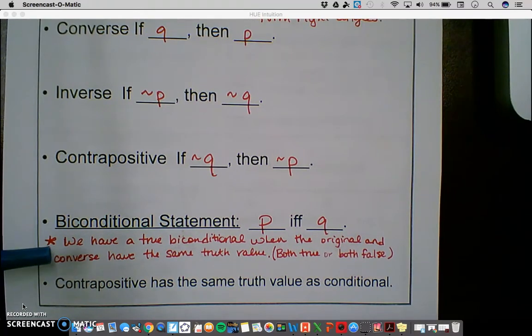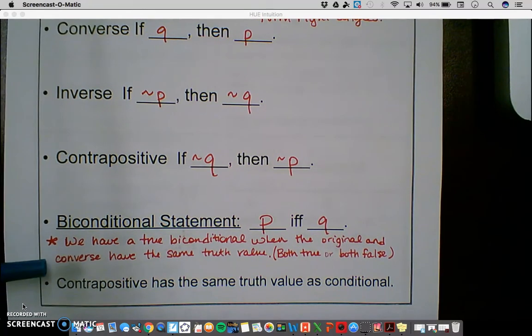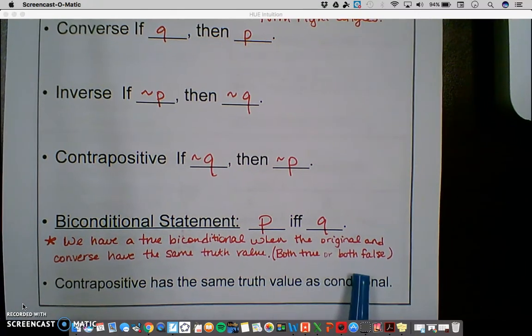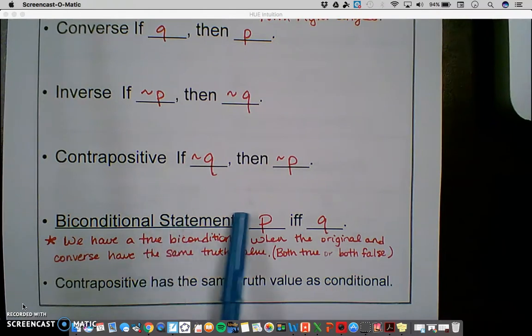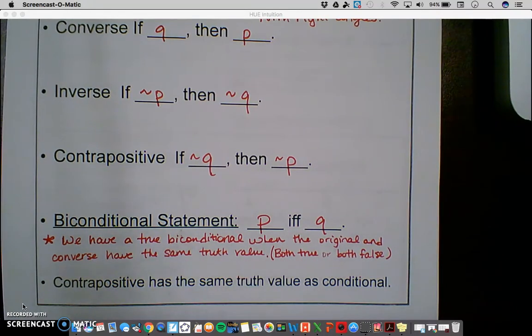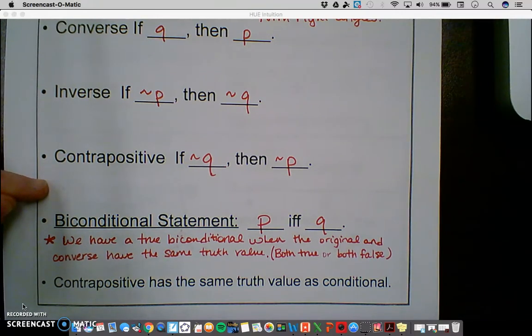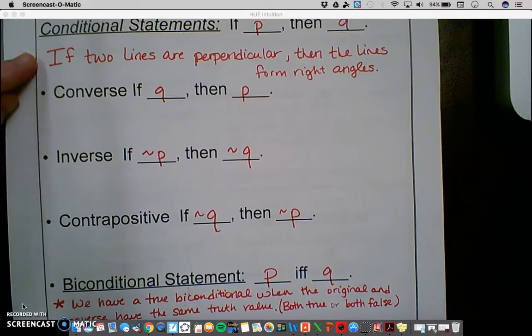We have a true biconditional when the original and the converse have the same truth value, whether they're both true or both false. Determine if that biconditional statement is a true biconditional. Also, another note, the contrapositive always has the same truth value as the conditional statement. So when you write your contrapositive, it will have the same truth value as that original statement.